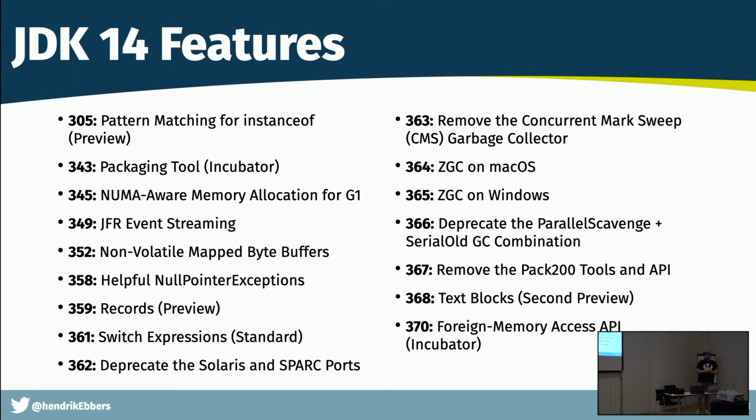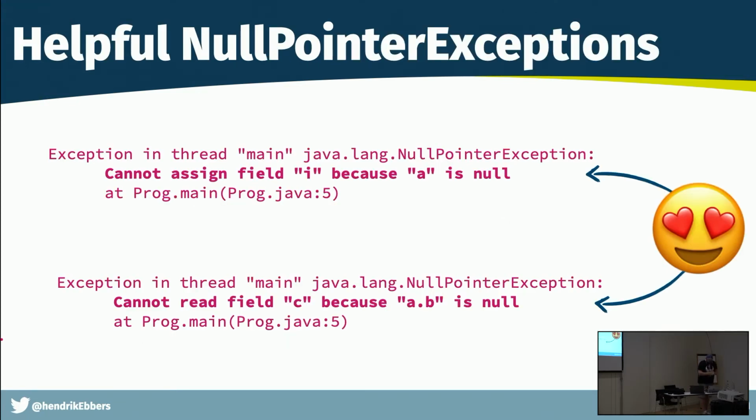So here we had, for example, the foreign memory access API that allows you to directly access memory, which was an incubator feature. The best feature in Java 14 is definitely the better null pointer exceptions, where you now really can see what is null. Even if you have a concatenation like A.B.C, you really can directly see what in an expression is null and do not need to use your debugger to find out such problems.